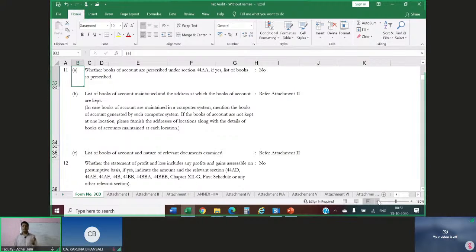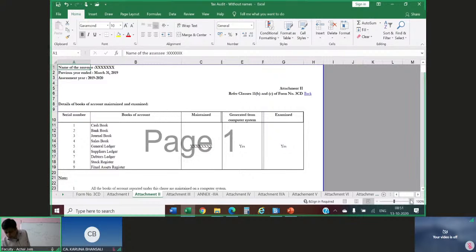Otherwise, every entity which is preparing its books of accounts, preparing its financial statements will have a detailed list of various ledgers, various books, or various records that they would have been maintaining. So this clause requires all of those particulars to be furnished, and because there can be many particulars around it, that's why a separate attachment is included over here. So we can now go to that attachment and verify what are these particulars which have been furnished by the management.